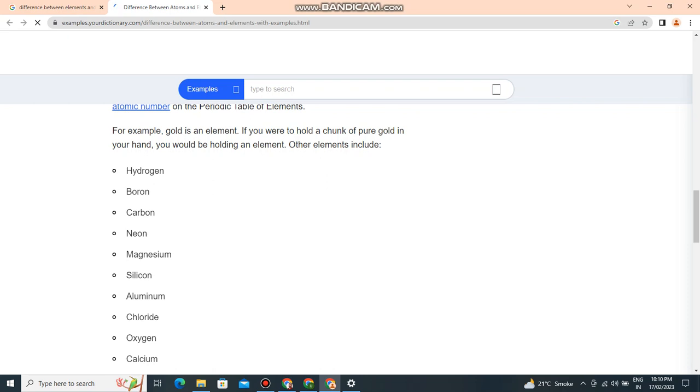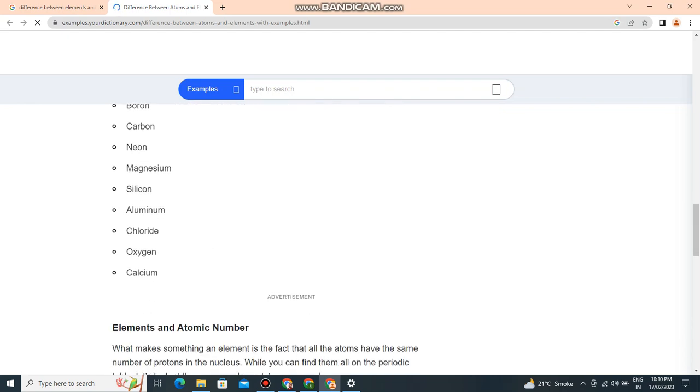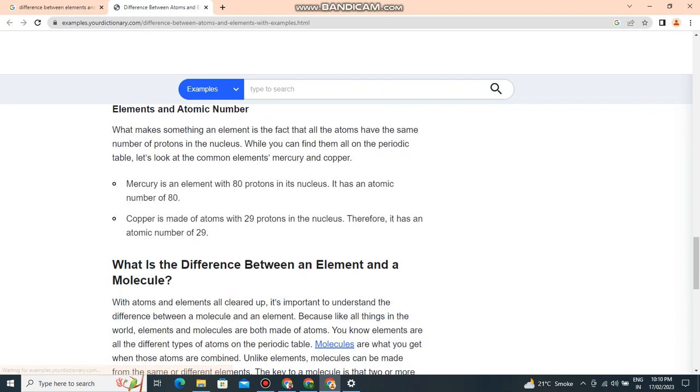Other elements include hydrogen, boron, carbon, neon, magnesium, silicon, scroll down it further. Elements and atomic number.